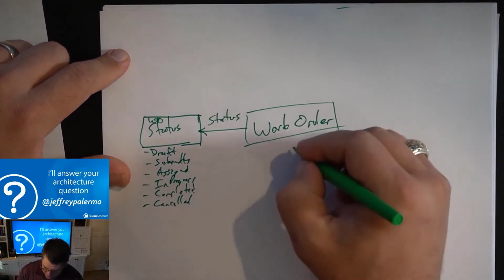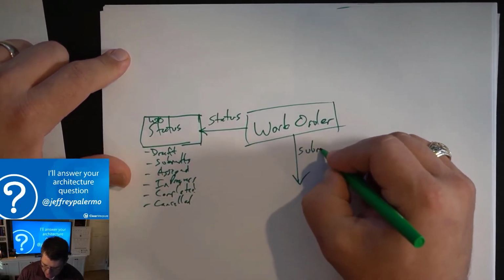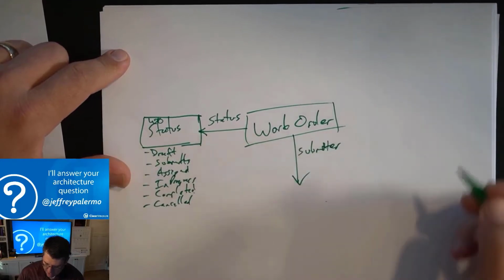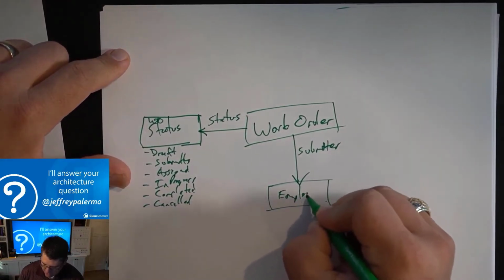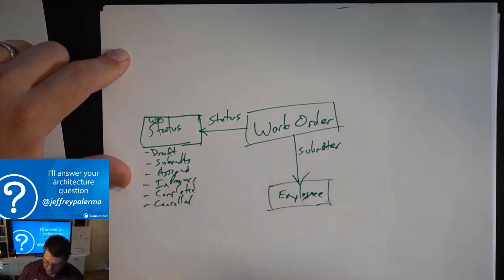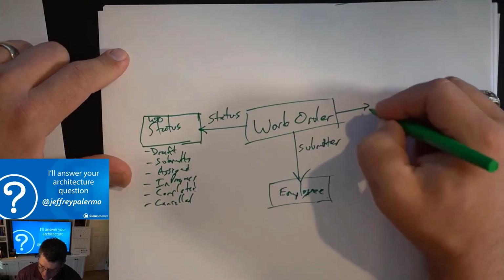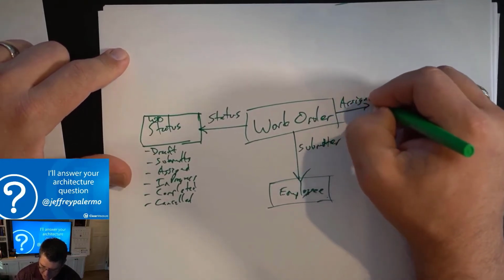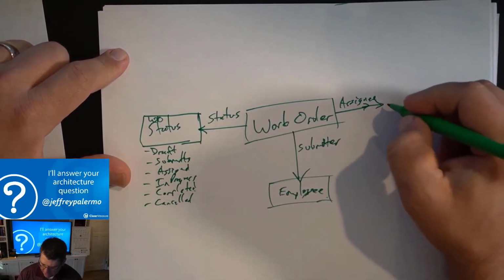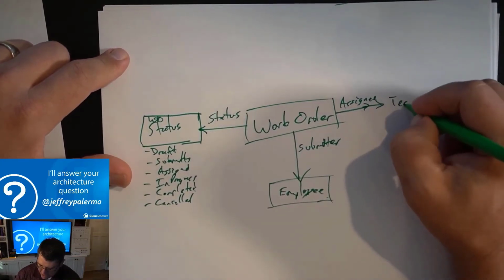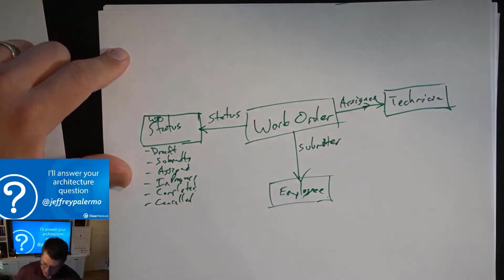And also we need a submitter, somebody who's going to submit the work order. And so if I have an organization, let's just say, well, there's another entity. An employee is a submitter. And then we need someone to assign the work order to. So an assignee, and you can assign it to a technician. Okay, there we go.